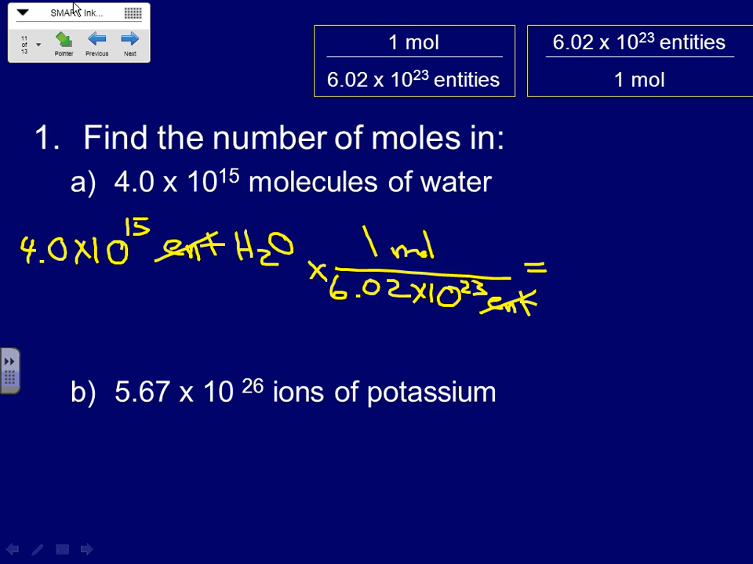0.0000. Oh, and I don't want that. I would like it in scientific notation. So you can either move that decimal over, or there's a button on every one of those calculators that'll automatically turn it into scientific notation.